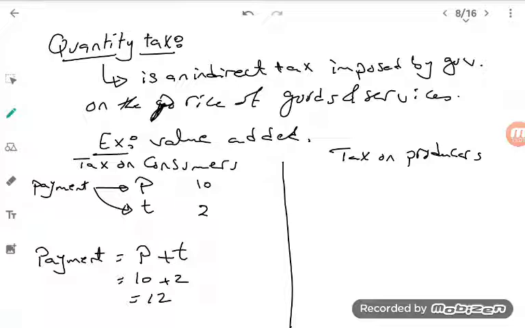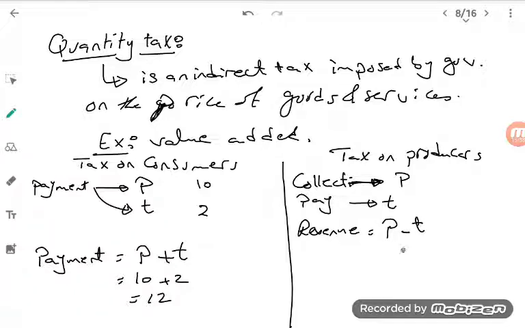With respect to the producers, if the government imposed taxes on producers, they are going to collect the payment or the price, which is 10, and pay the taxes to the government. So the net revenue, or the amount of money in their hand, will be P minus T. With the same example, it will be 10 minus 2, so it's 8. So in this case, producers will get 8, while consumers are going to pay 10, and the difference will be received by the government.